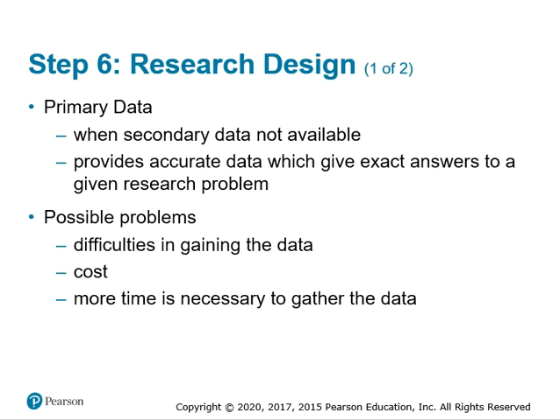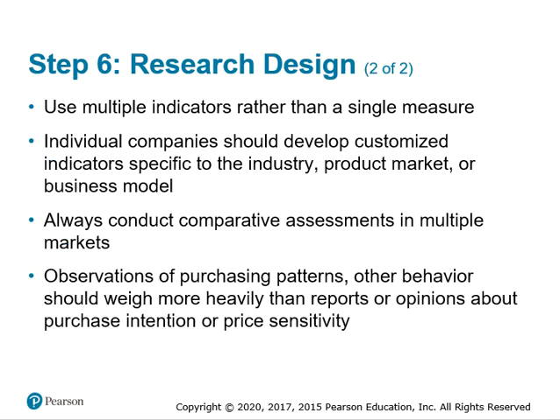Consider the research design. So primary data are gathered through original research that are very specific to your unique problem. However, it is more expensive and it takes more time and resources. There are several points you might want to keep in mind as you look at design of your research effort. You'll want to use multiple indicators rather than a single measure. You need to look at it from several perspectives just to be safe.